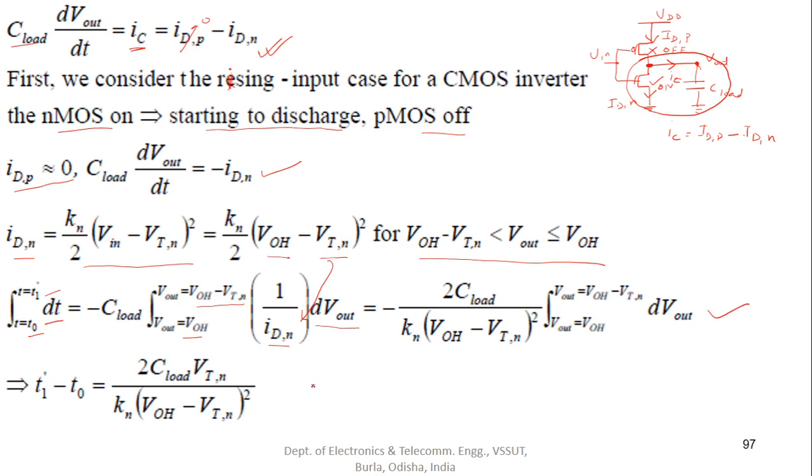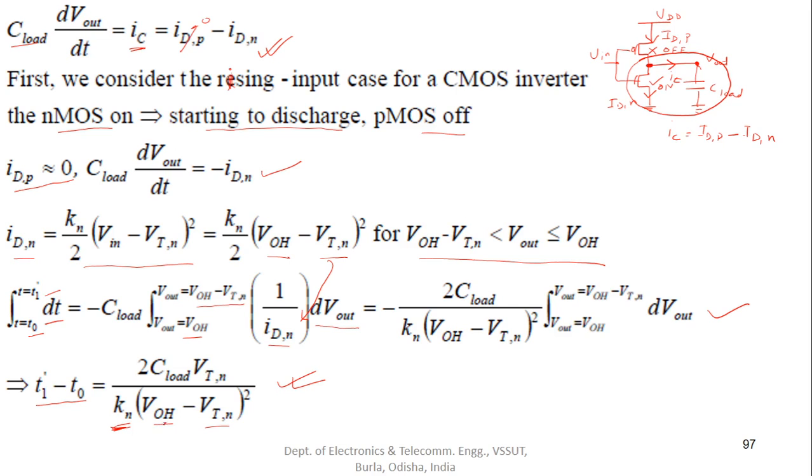Solve this integral, solve this equation, and we'll get the value for T1 dash minus T0 as 2 C load VTN by Kn (VOH minus VTN) whole square. Here C load is the load capacitance, VTN is the threshold voltage for N MOSFET, Kn is known, VOH is known, VTN is again known. So all the parameters are known here, right? So the first part of the time duration when NMOS is in saturation comes out to be like this.